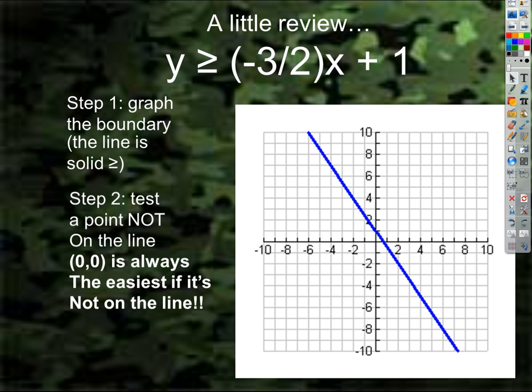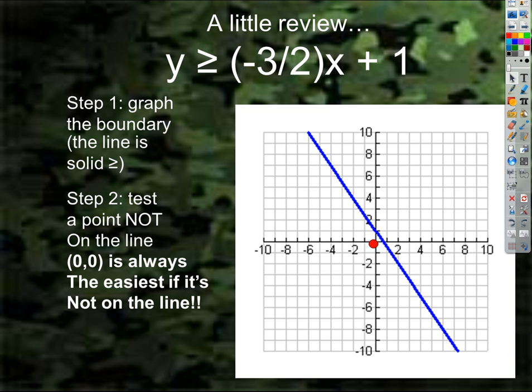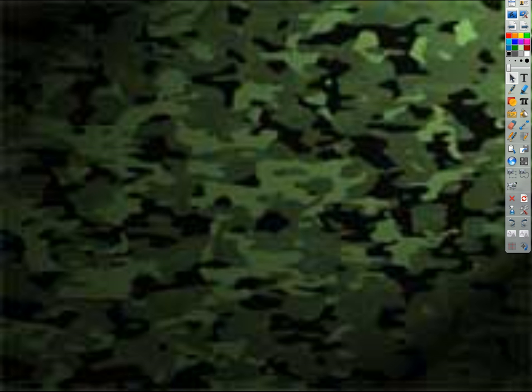Okay, line solid. Tested a point, didn't work, so we shaded away. Very good.